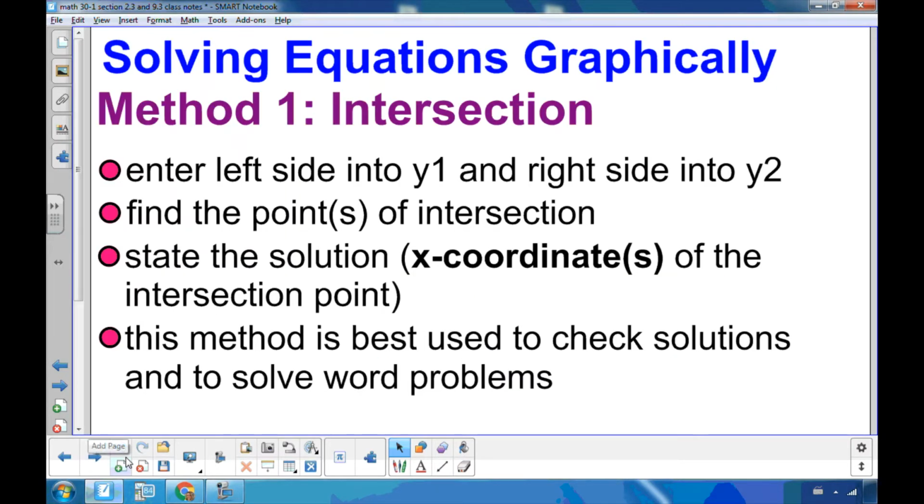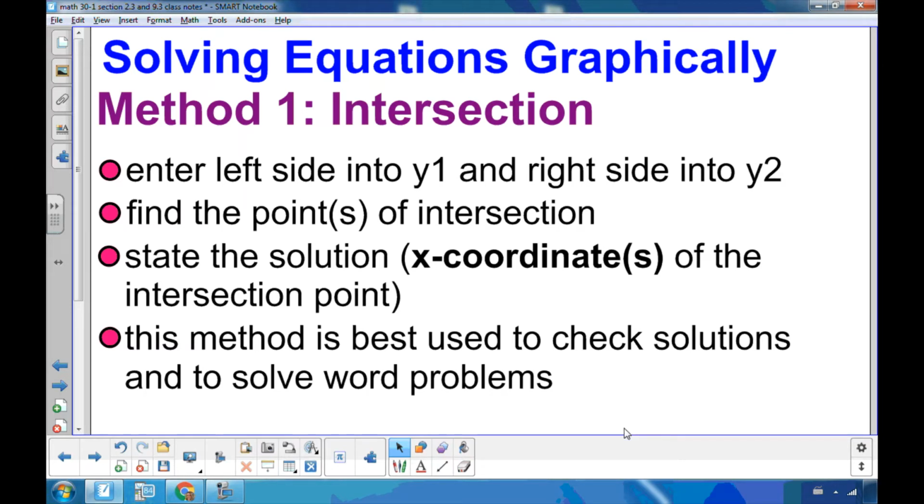All right, let's look at how we solve radical equations, or actually equations in general. There are 2 different ways of solving equations graphically. The first one, method 1, is called the intersection method. In this method, we enter the left side into y1 and the right side into y2 as the equation is, and find the point or points of intersection. The solution will then be the x coordinate.